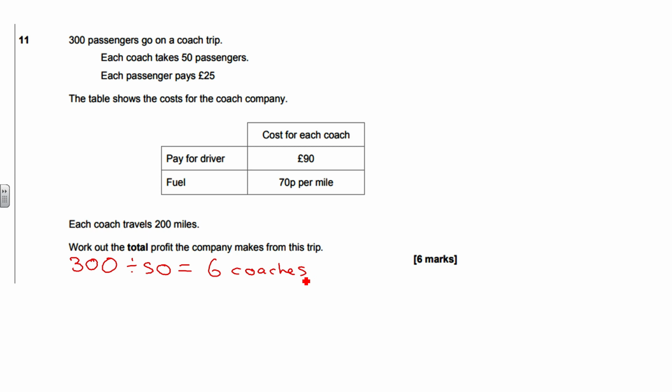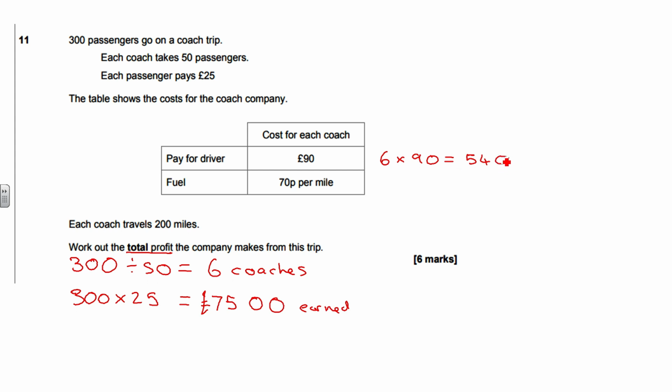So if I've got 6 coaches, each passenger pays £25, so there's 300 passengers paying £25 each, so 3 lots of 25 is 75, add the 2 zeros, so that's £7,500 earned from the people buying their tickets. Now, once I know how much we've earned to work out the profit, I also need to know the costs. So we need for each coach to pay for a driver. So there's 6 coaches times by £90. 6 times 9 is 54, add the 0. So we're paying £540 of costs for the drivers.